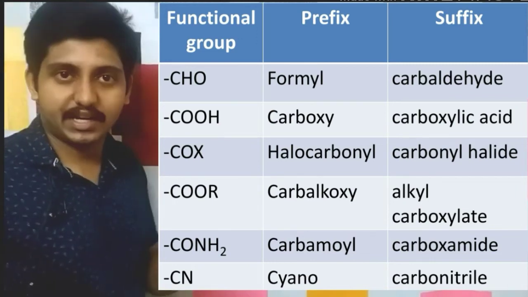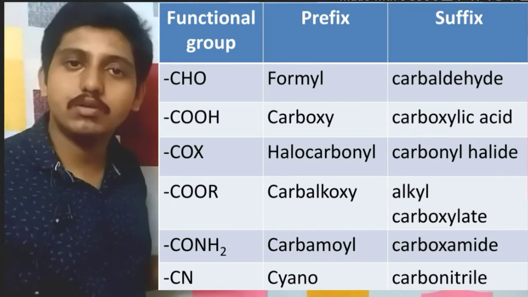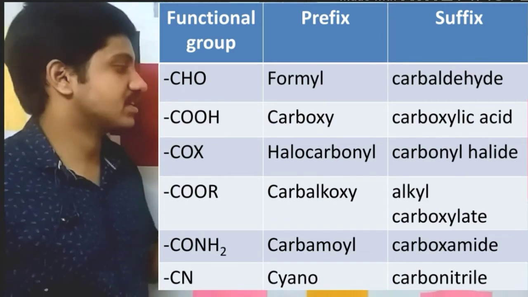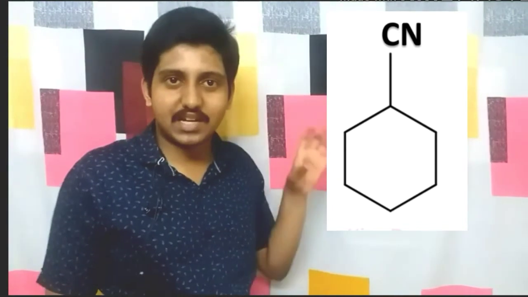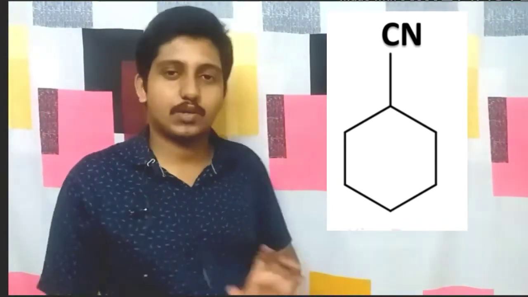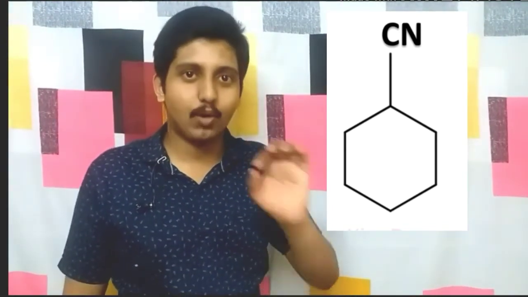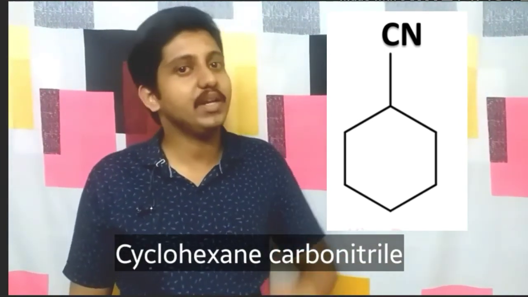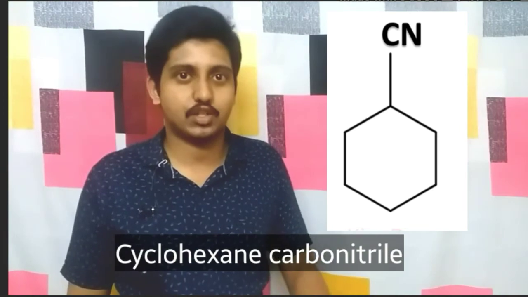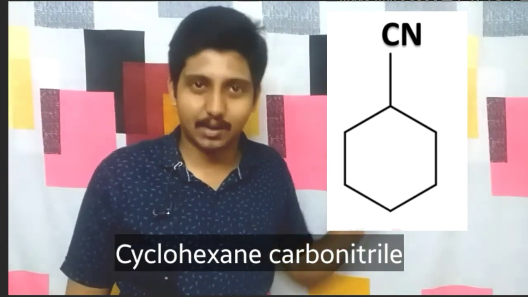CN, that is the cyanide group. The prefix, of course, is cyano, and the suffix is carbonitrile. Now let's memorize it with some examples. Okay, just two examples. First one, look at this compound. We have a cyclohexane ring and it is attached to CN. So what will be the name? Cyclohexane carbonitrile, because CN is the only functional group in it. So it is the major functional group, and hence cyclohexane carbonitrile.